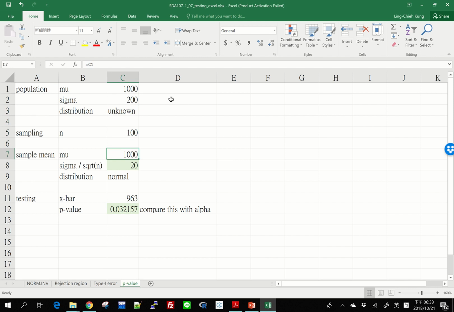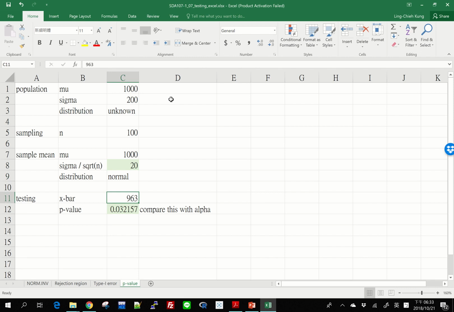Just like previous videos, mu is still 1000 according to your population mean. And your standard deviation for your sample mean is 20 because it's 200 divided by the square root of 100. And then lastly, now we can say our sample mean is normal because we have the central limit theorem. n is greater than 30. Okay, so the last step is that we do sampling and get a sample mean that is 963.